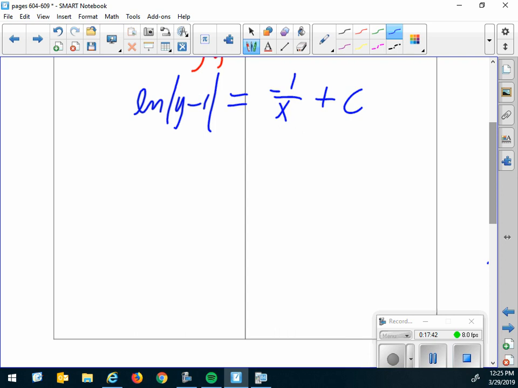Now, we've got to get rid of natural log. How do we do that? How did we do it last time? E to the, now, listen, I'm not going to write another step. Here's what I'm going to do. I'm just going to throw the e in there like this.